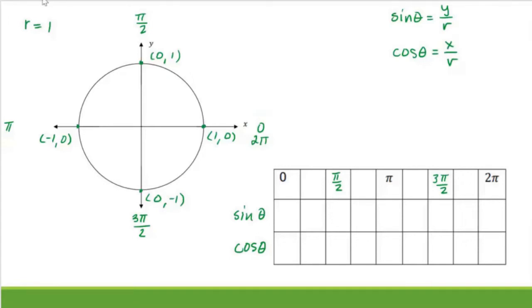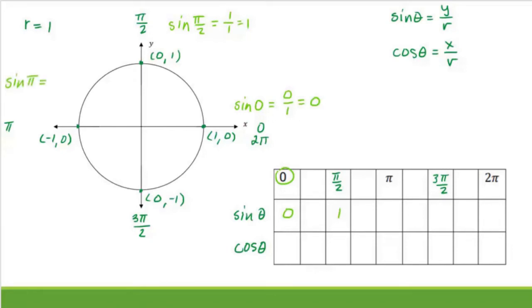So what is the sine of 0 radians? Well, the sine of 0 is y over r, and the value of y is 0. The value of r is 1. So 0 over 1 is equal to 0. So the sine of 0 radians is 0. What about pi over 2? The sine of pi over 2 is equal to still y over r, except y has a value of 1 here, as does r. So the sine of pi over 2 is 1.